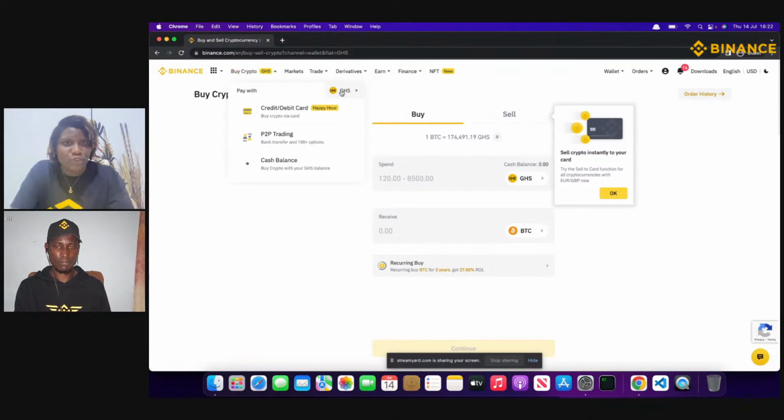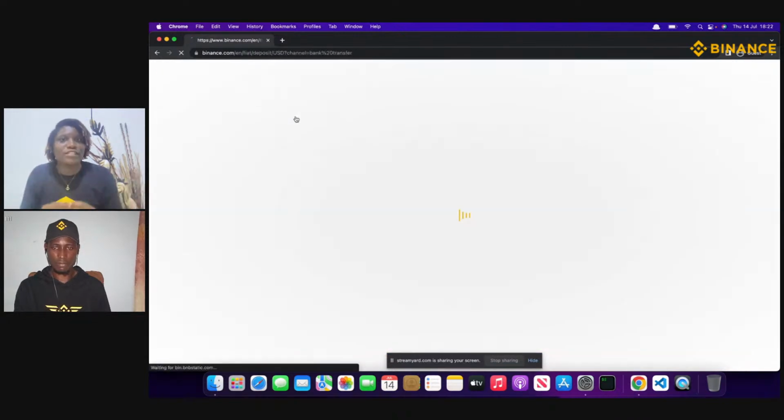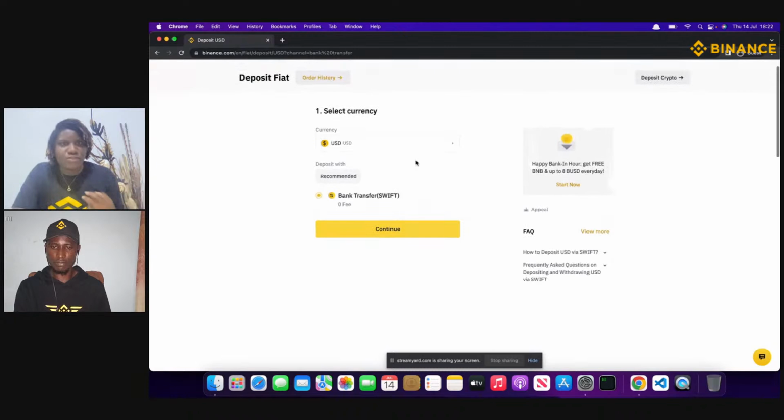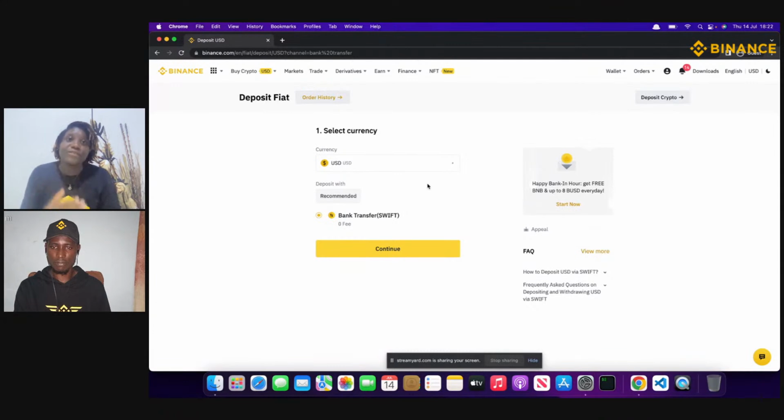When I choose, say, the US dollar, you will see that we have the bank deposits. So you can actually deposit fiat straight away and then do whatever you want to do with it. Here you can use your bank transfer, use Swift, you select your currency and then you continue with the process. So I've spoken about the credit and debit cards, the P2P. You can also deposit fiat straight away using the bank transfer or the bank wire system. Just take note that it may take a couple of days, depending on the bank you're dealing with, for it to arrive. For the other ones, they are nearly instant, right?